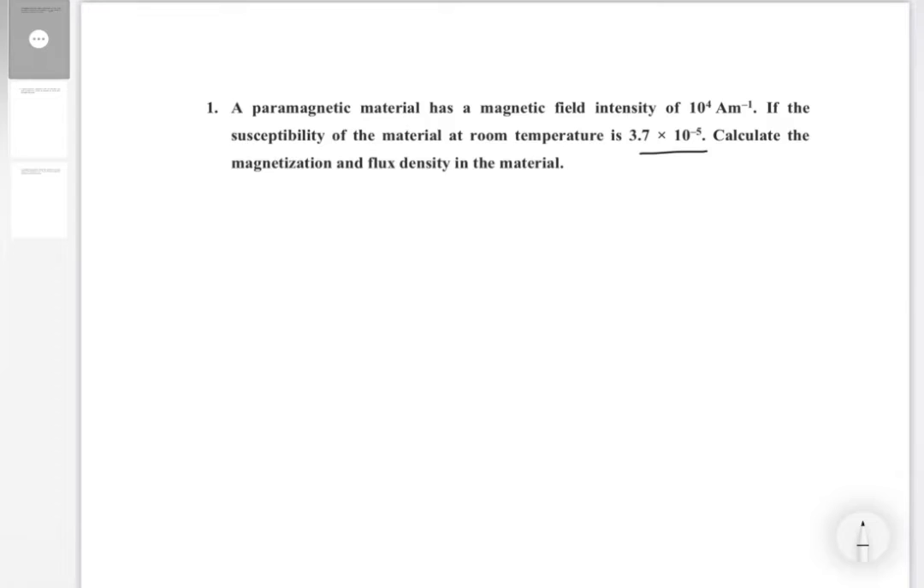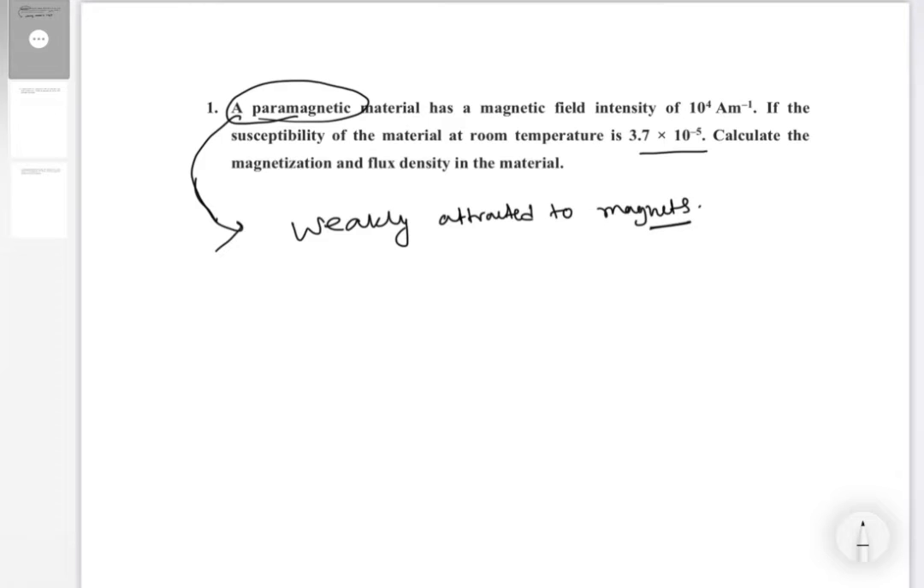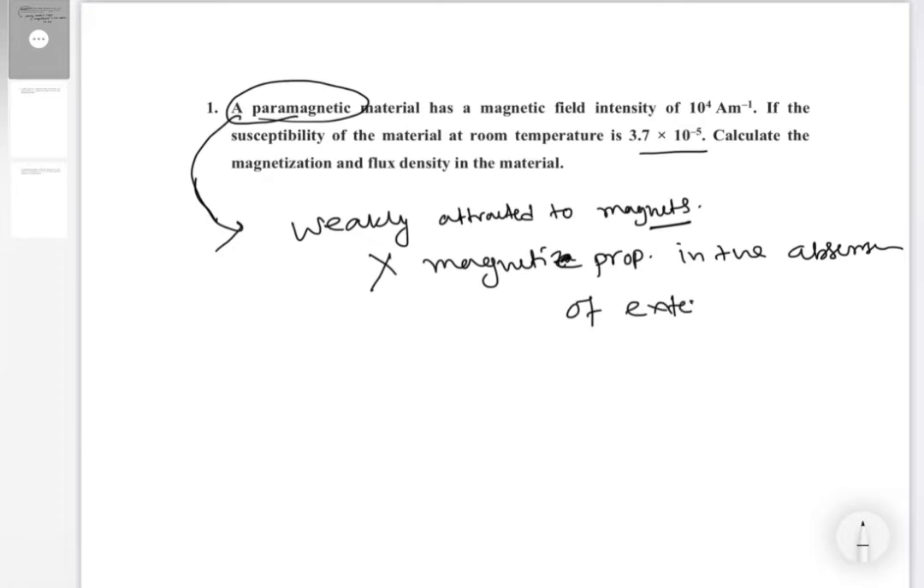First of all, this is a paramagnetic material, so I won't go into that much detail, but some initial things we should know: these materials are actually weakly attracted to magnets, and they do not retain any magnetization or magnetic property in the absence of an external magnetic field. So it means when the external magnetic field is removed, it will lose all its magnetic property.